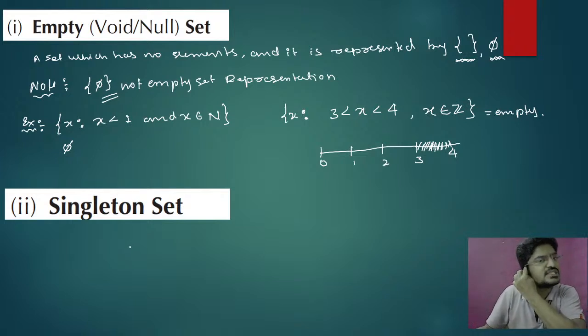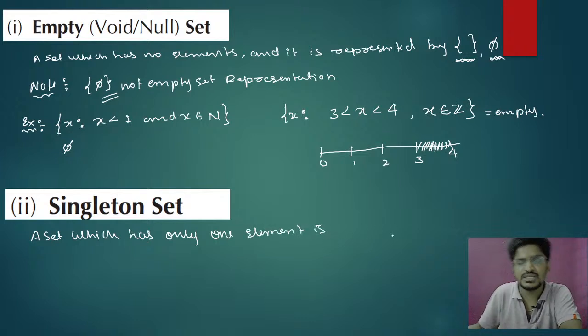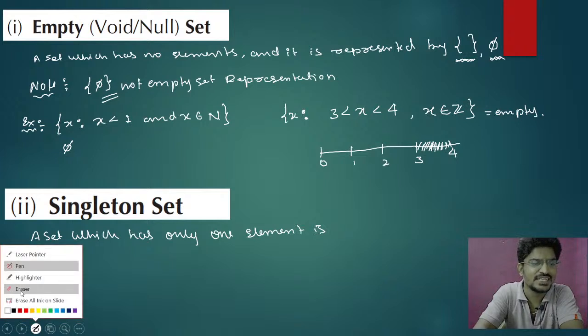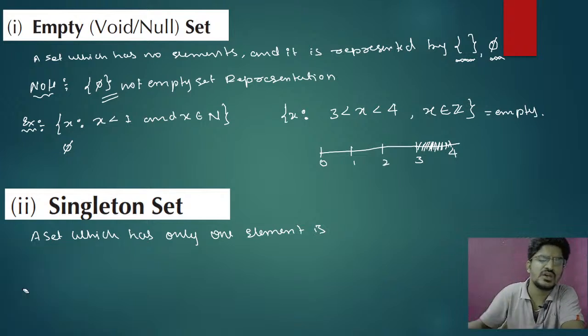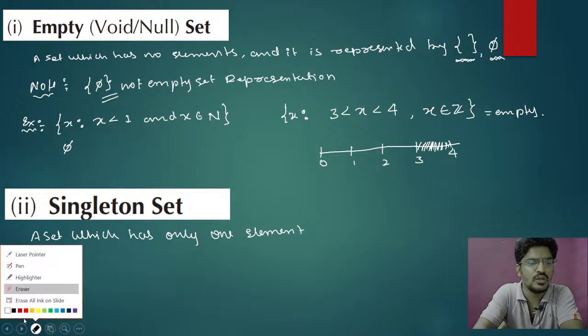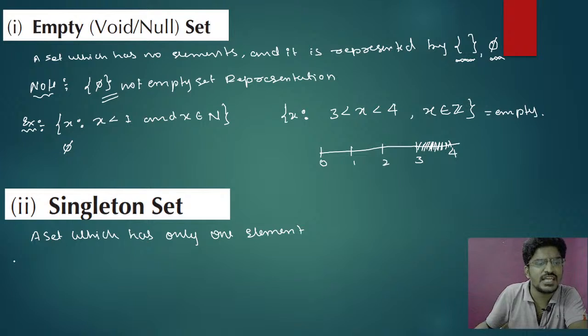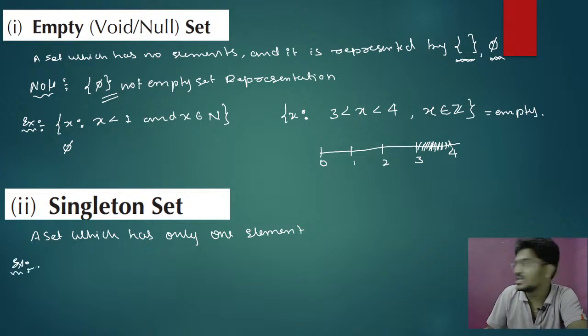type of set, that is singleton set. A set which has only one element is called singleton set, or you can say a set which has one element is called singleton set. Clear? So all these definitions are very simple, but here you must practice to give the examples on your own. That means you have to think and give the examples. That is important. So quickly tell me the examples for a singleton set.